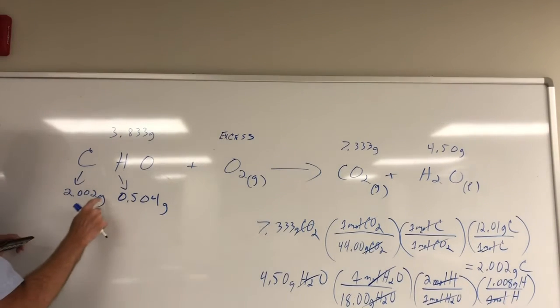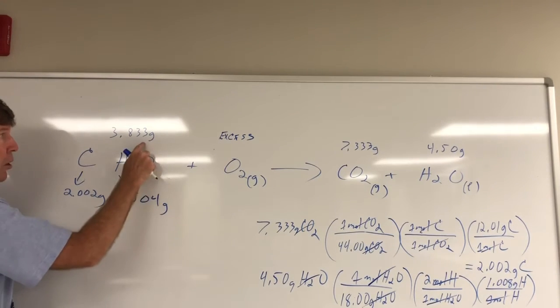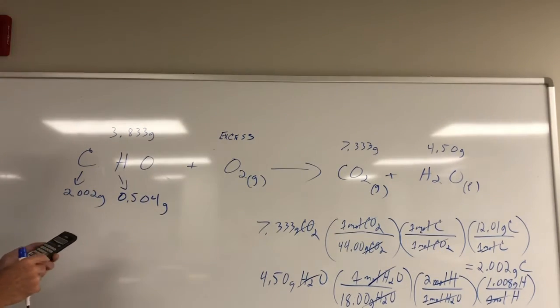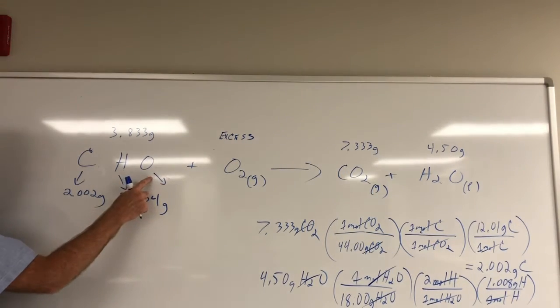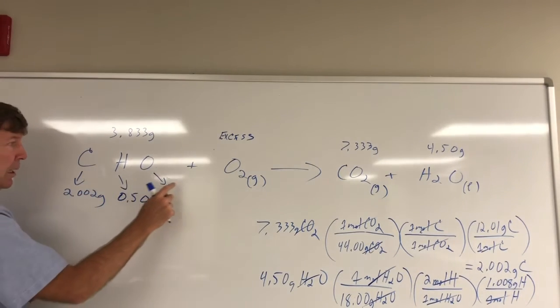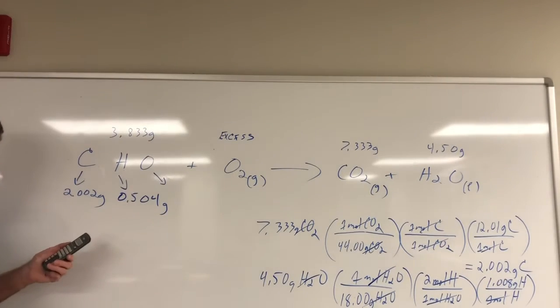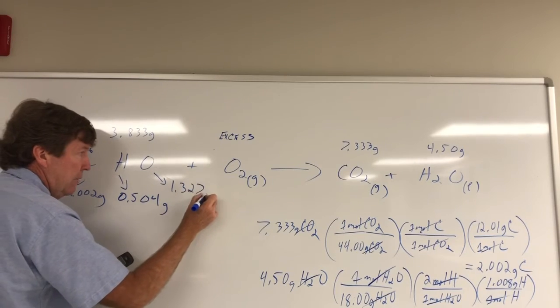Next, I know mass of carbon, mass of hydrogen. I don't know mass of oxygen, but I know the total mass, so I can quickly figure out the total mass. And by some simple algebra, I've determined the mass of the oxygen. This mass plus x equals that, and I just solve for x. And I have 1.327 grams.